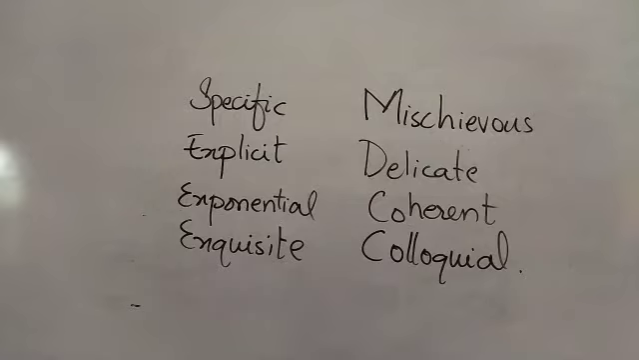Third word is exponential. What does the word exponential mean? This word is used for rapid growth in numbers. A company, the profit of something, or the quantity of anything is increasing, and increasing very much. So we say we have seen an exponential increase in the price of certain things. Okay?